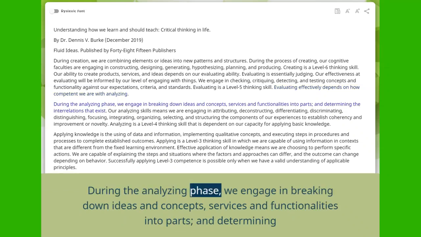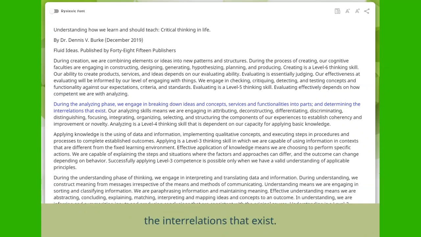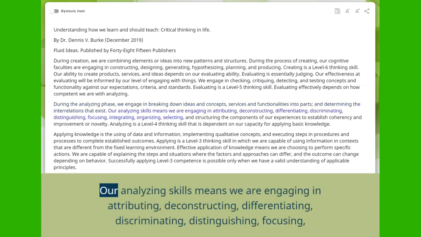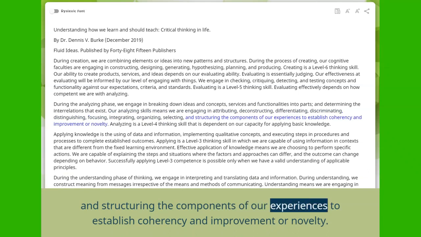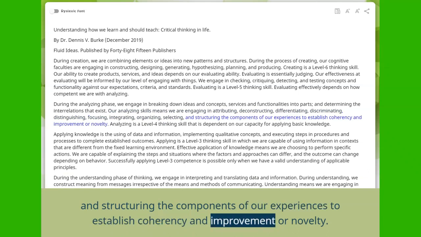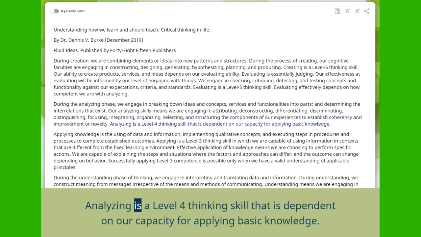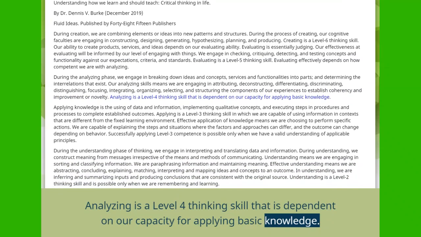During the analyzing phase, we engage in breaking down ideas and concepts, services and functionalities into parts, and determining the interrelations that exist. Our analyzing skills means we are engaging in attributing, deconstructing, differentiating, discriminating, distinguishing, focusing, integrating, organizing, selecting, and structuring the components of our experiences to establish coherency and improvement or novelty. Analyzing is a level 4 thinking skill that is dependent on our capacity for applying basic knowledge.